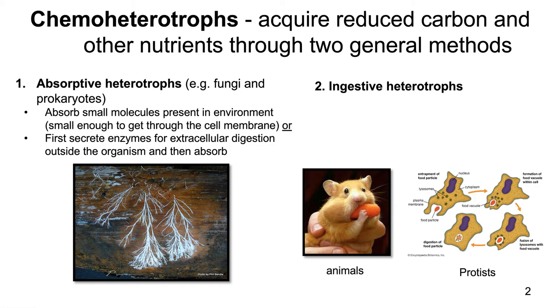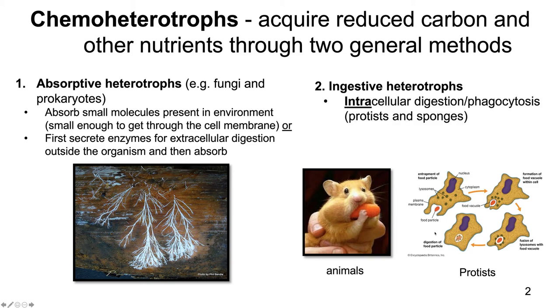Now, ingestive heterotrophs, for example, animals and protists, and remember, protists are groups of unicellular eukaryotic organisms. There's two types of ingestive heterotrophy. There's intracellular digestion or phagocytosis. So intra, remember, means within. So within the cell digestion. And this is also called phagocytosis. And this is something that we see in protists, and we also see it in sponges, which are a sort of simple type of animal. The other type of ingestive heterotrophy that we can see is extracellular digestion. And that typically happens inside animal digestive tracts.